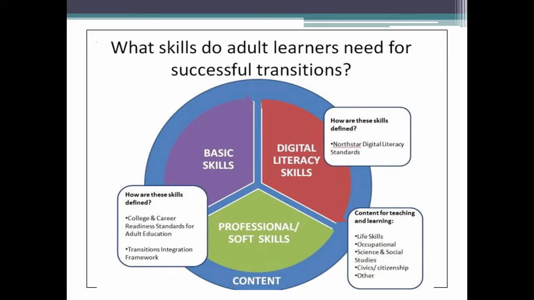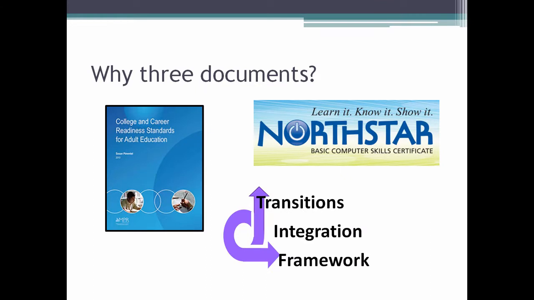So there are 3 key documents that define Minnesota ABE content standards: the College and Career Readiness Standards for Adult Education, or CCRS, the ACES Transitions Integration Framework, or the TIF, and the North Star Digital Literacy Standards. And you may be wondering, why 3 documents? Why 3 sets of standards for Minnesota ABE?